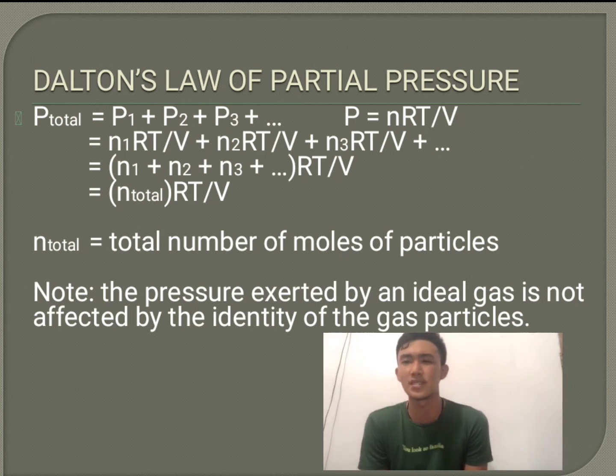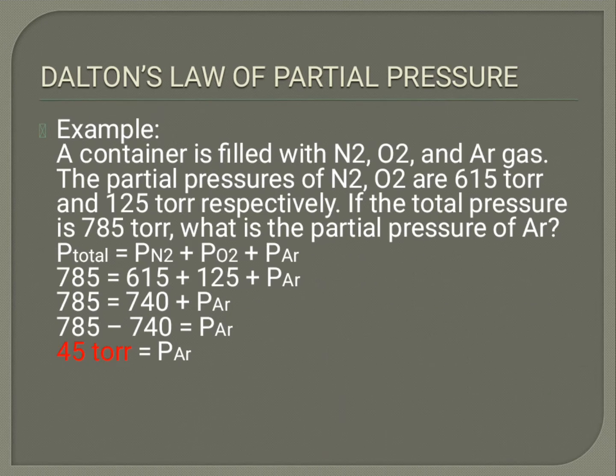So this tells us that the pressure exerted by an ideal gas is not affected by the identity of the gas particles. The volume will not change because it's the volume of the container, and it's the same container, and the temperature will not change because all the gases exist at the same temperature in this case.